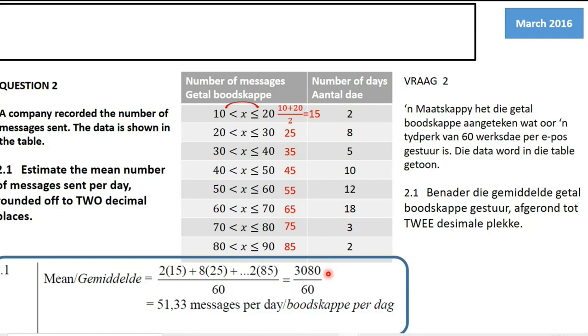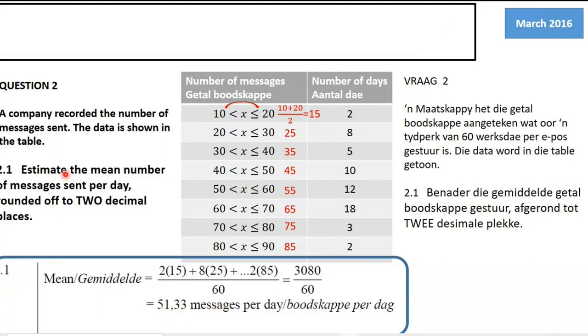A lot of grade 12s get this wrong. A lot of grade 12s go like this: they go 1, 2, 3, 4, 5, 6, 7, 8, and then divide by 8. But we can't do that because you must count all the days. Can you see 2 days, 8 days, 10, 5, add them all up, 60. And then it says that you must now round off to 2 decimals.